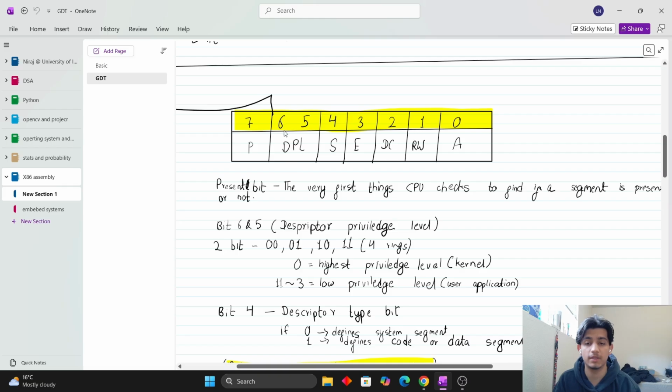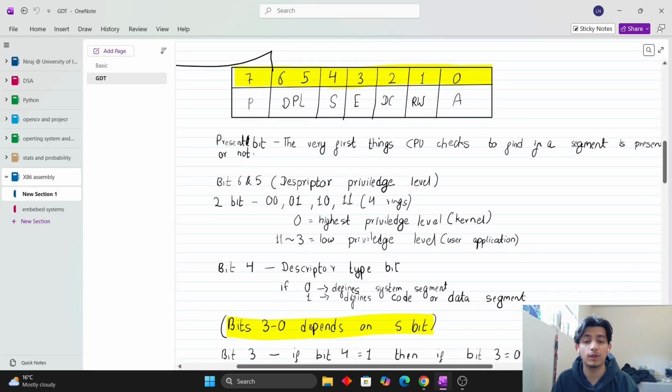Bits 6 and 5 describe the descriptor privilege level. We use 2 bits, right? So 2 bits can represent 4 values. That means we have 4 rings in terms of the privilege level, with 0 representing the highest privilege level, that of the kernel. The values 1 and 2 are basically given to the device drivers, and the last value, 3, is given to the user application, and it also represents the lowest privilege level that anything can have.